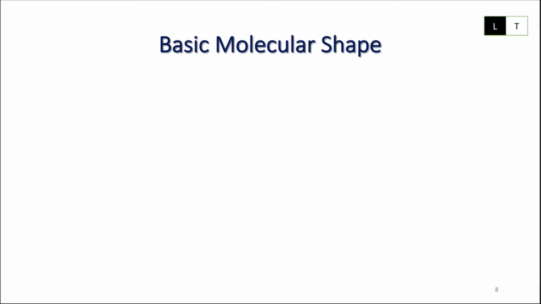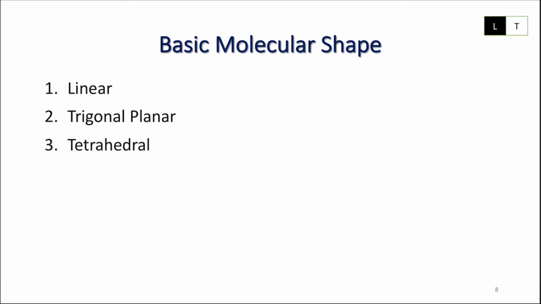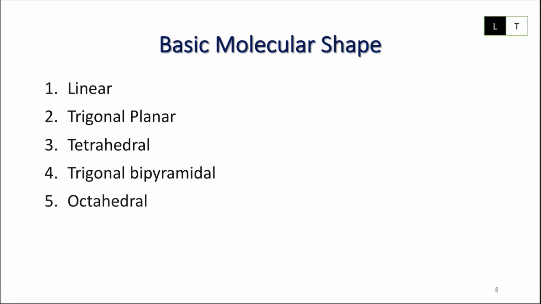We are going to learn about basic molecular shape in this video. There are 5 basic molecular shapes that I want to introduce to you. First one is linear. Second is trigonal planar. Third is tetrahedral. Fourth is trigonal bipyramidal. And the fifth one is octahedral. So these 5 are the most basic, and you have to know how to draw the structure for these basic molecular shapes based on the molecules given.